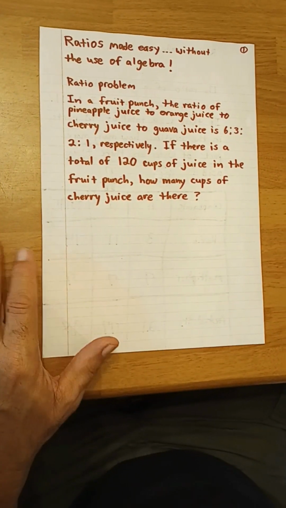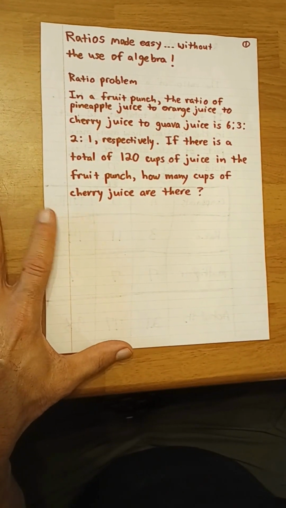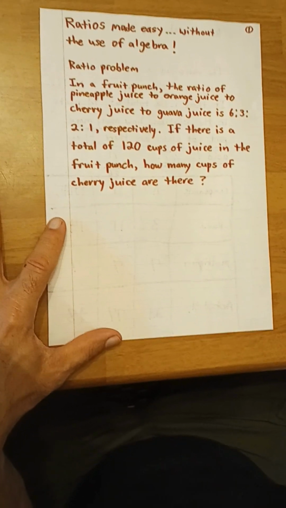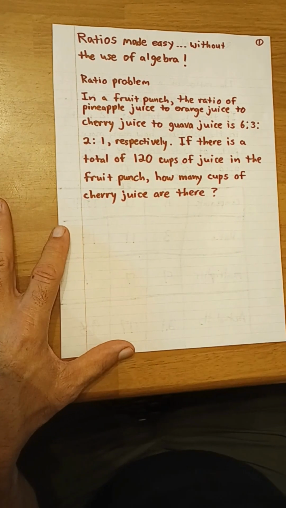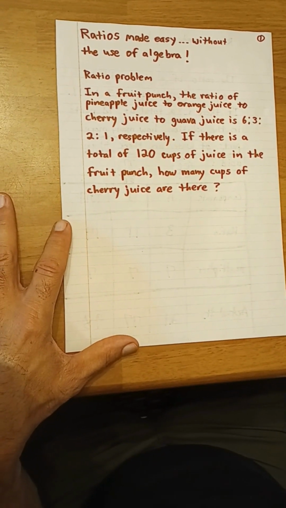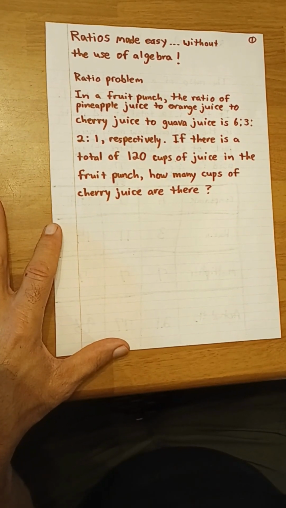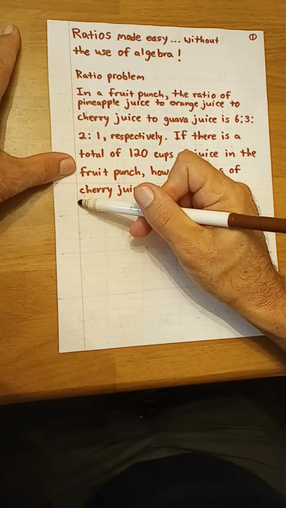So now we have in a fruit punch the ratio of pineapple juice to orange juice to cherry juice to guava juice is 6 to 3 to 2 to 1 respectively. If there's a total of 120 cups of juice in the fruit punch, how many cups of cherry juice are there?